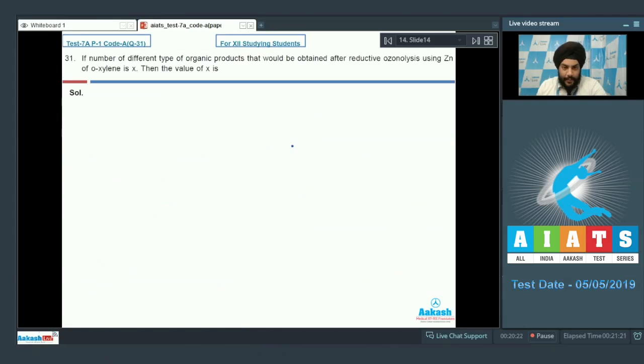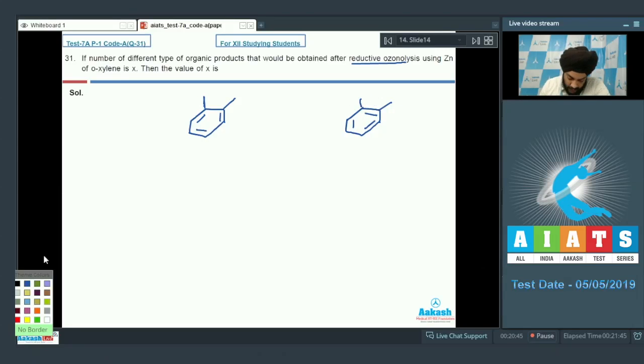Question number 31. If number of different type of organic products that would be obtained after reductive ozonolysis of orthoxylene is X, then the value of X is. So we can have the structure of orthoxylene. There are 2 resonating structures possible and we have to talk about both of them. We know that the ozonolysis is going to convert this into dicarbonyl compounds. The bonds will break in such a fashion.